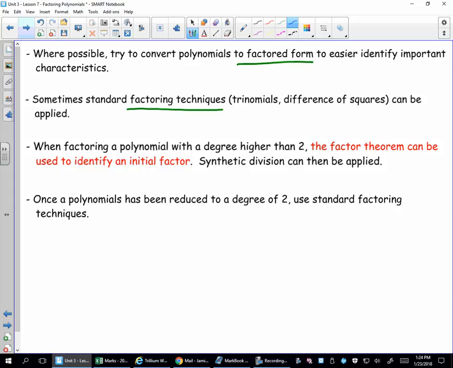When we have a polynomial with a degree higher than 2, so a cubic, a quartic, something like that, we're going to use the factor theorem to identify an initial value. In other words, we have to figure out f at something comes out to 0 so that we can start factoring this. Okay. Once we've reduced our polynomial to the degree of 2, then we can go back to our factoring techniques, trinomials, difference of squares, things like that. Okay, so we're going to try some.